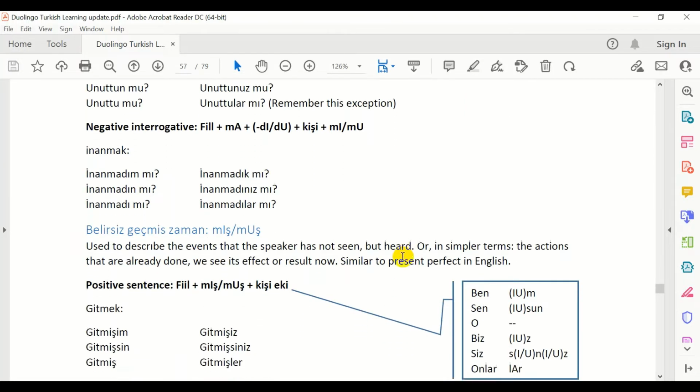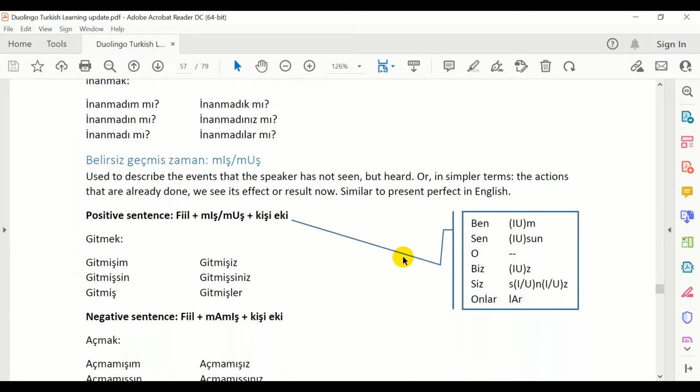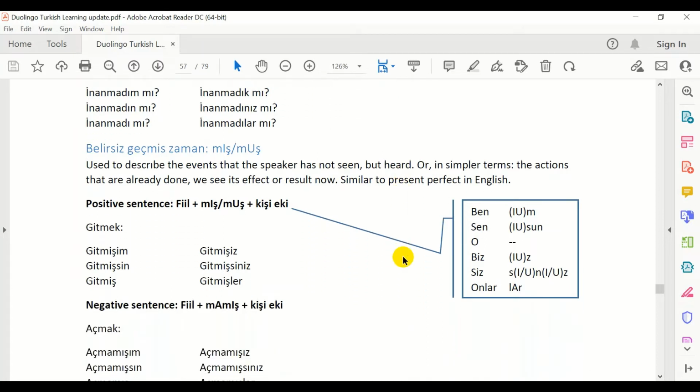Well, simple past tense has another type as well. Belirsiz geçmiş zaman, in which the suffix is miş or muş. It is used to describe events that the speaker has not seen but heard. Or, in simpler terms, the actions that are already done, the actions have happened, and we see their effect or result now. Similar to present perfect in English.